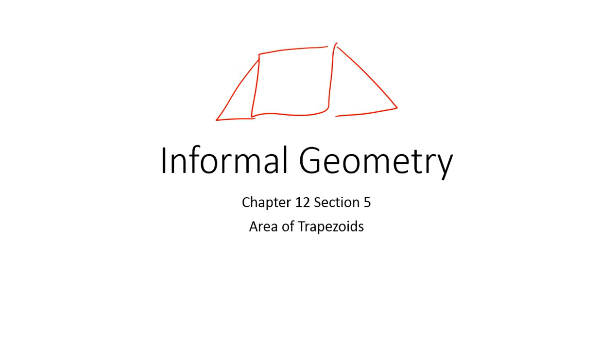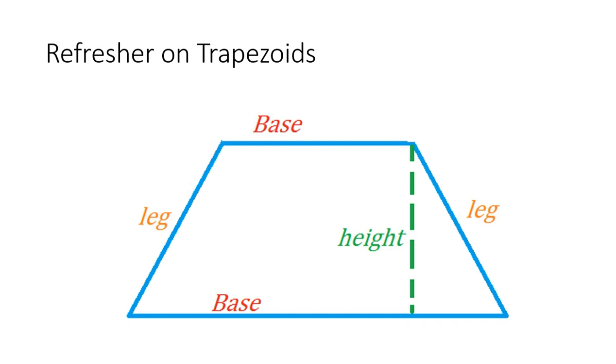And so we're going to be using a formula to find the area of that, which breaks it down into its pieces. First off, a quick refresher on what trapezoids are, since it's been a while. Trapezoids have different parts with different names. The parallel sides, the sides that don't intersect each other, are called your bases. That's very important.